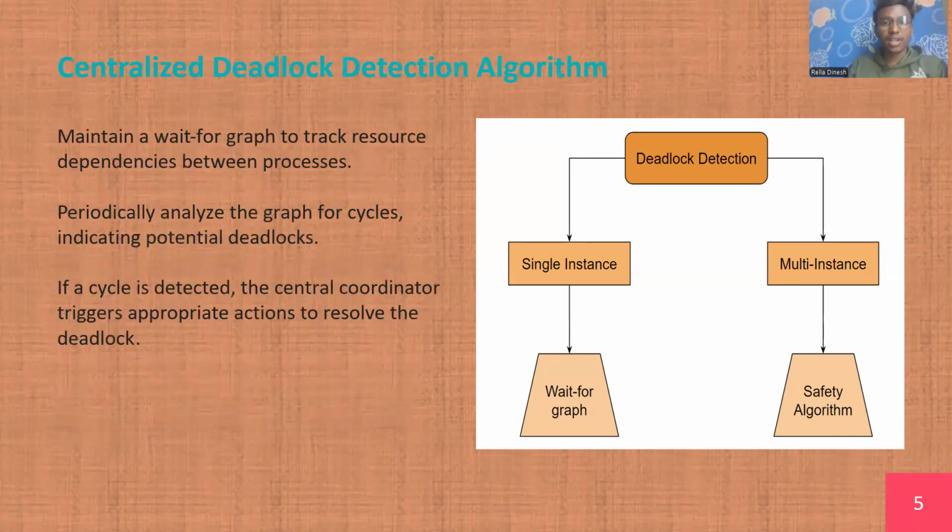Now we'll see the centralized deadlock detection algorithm. It maintains a wait-for graph to track resource dependency between processes. It periodically analyzes the graph for a cycle, indicating a potential deadlock. If a cycle is detected, the centralized coordinator triggers appropriate action to resolve the deadlock.